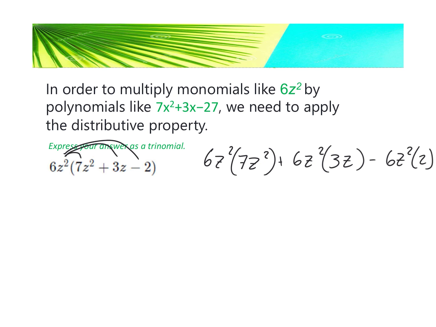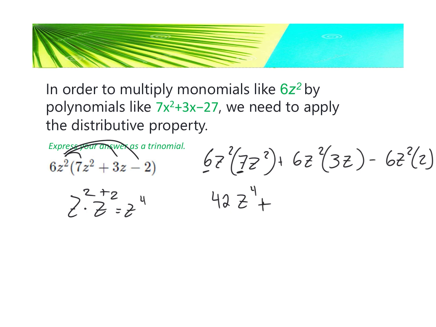So then we're going to multiply the numbers with the numbers to get 42. And we're going to use the properties of exponents, as if you're doing this with the z's. Remember, you add the exponents, so you end up with z to the fourth. That's where z to the fourth here comes from.